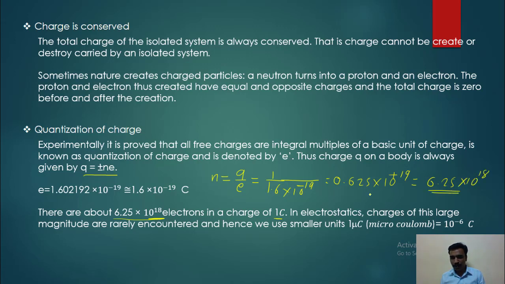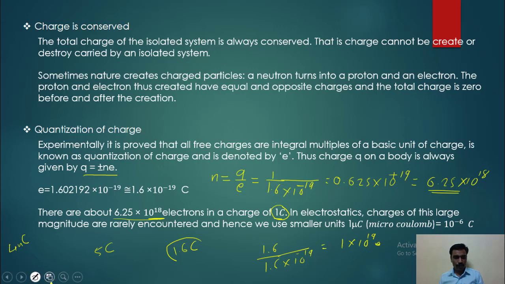So this many electrons are present in how many coulombs? 1 coulomb. Remember, one mark question will be asked on this. So how many electrons are in 4 nanocoulomb or 5 coulomb or 1.6 coulomb? They may ask purposely this number, because 1.6 divided by 1.6 into 10 raised to minus 19 will give me 1 into 10 raised to 19 electrons. Remember this one. Okay, let's move on to the next property.